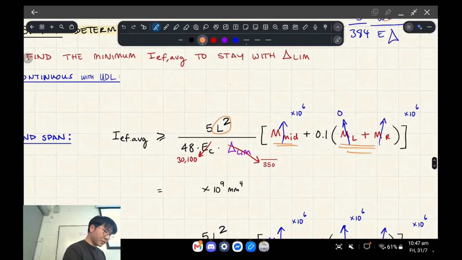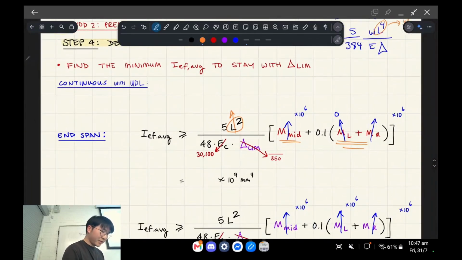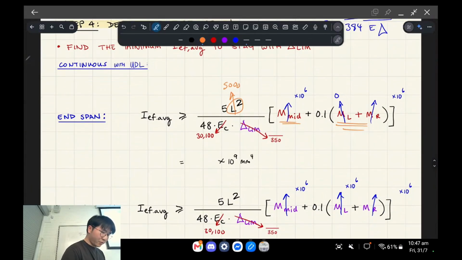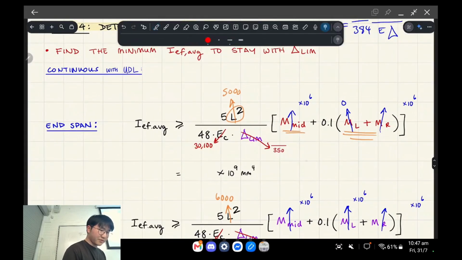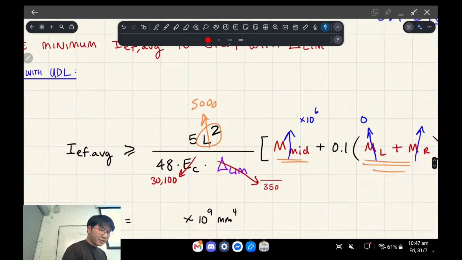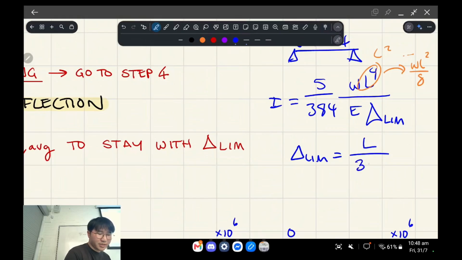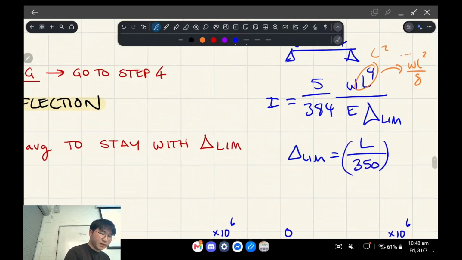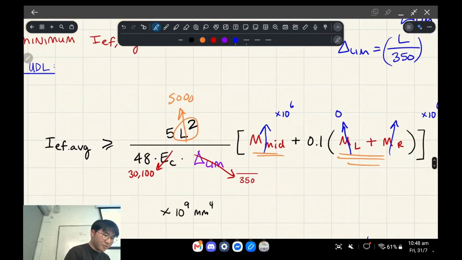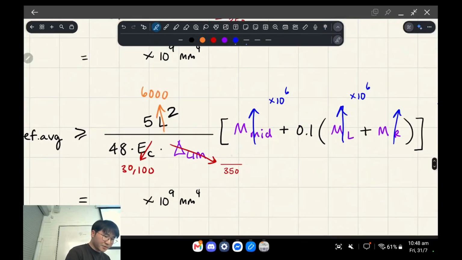Anyway, for the end span, we know the end span is 5,000 mil, whereas the interior span was 6,000 mil. We know what the elastic modulus of the concrete was. So the deflection, when I said we move the deflection onto this side, what we're actually plugging in is the limit of deflection. And the limit of deflection is the span, or L, over some number. The question told us it was over 350. So what we're actually plugging in is L on 350. So we're going to plug in L again here, and then here it's going to be 6,000 instead.